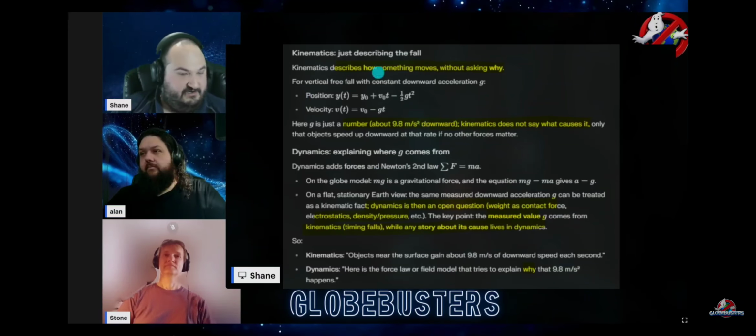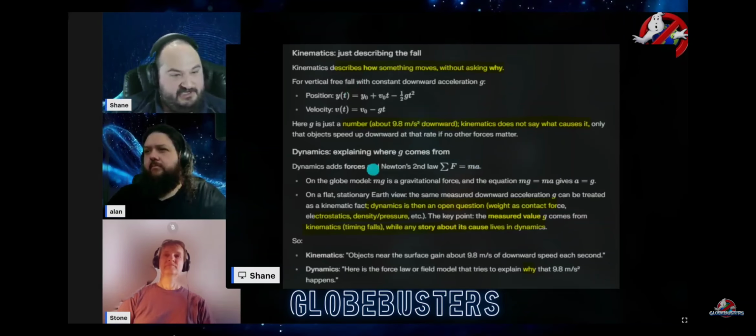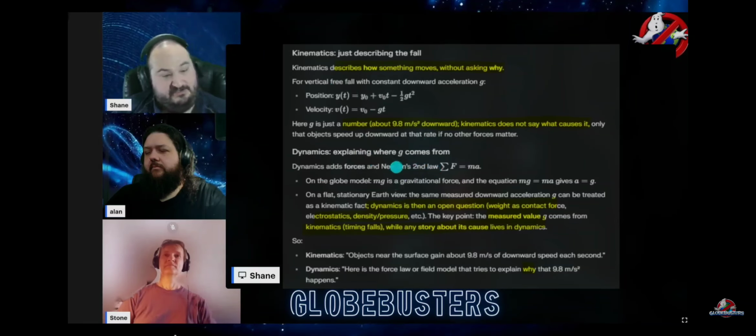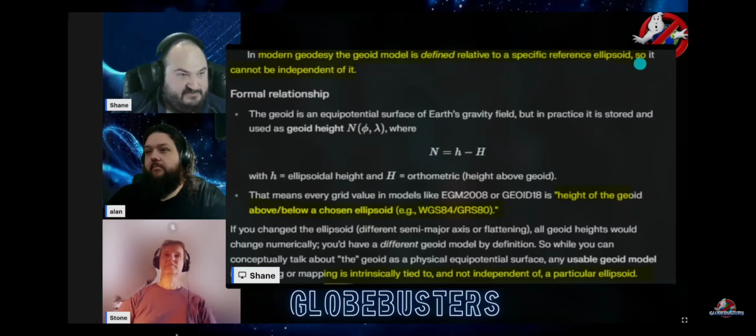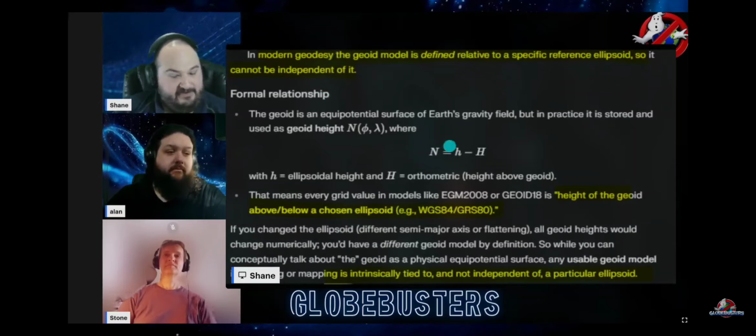And again, this is our breakdown of little a, independent of big G, and the rate at which things fall, independent of the dynamics of where big G comes from, and mass attracting mass, Newtonian dynamics, etc. Just to wrap it up, again, in modern geodesy, the geoid model is defined relative to a reference ellipsoid, and it cannot ever be independent of it. If that is the only thing we're stressing today, that's what we should take home.